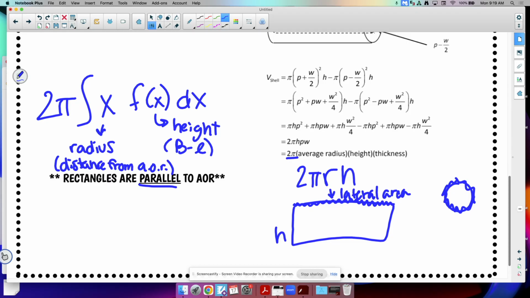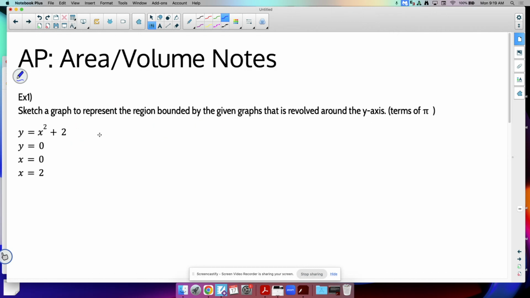Formula-wise, it comes from the lateral area of a cylinder. X is your radius because that's how far out you're going to be. F of x would be the height of it. The biggest perk is that we never need to rewrite things in terms of y if you don't want to, because now you can be parallel rather than perpendicular. We're going to do three examples, and the first one is the one we just did, except now we're going to do it as a shell.